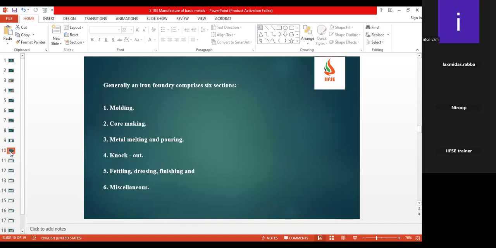Okay. For now, I'm stopping here. We have less than a minute. Maybe tomorrow we can continue this topic. Any questions on this foundry process?